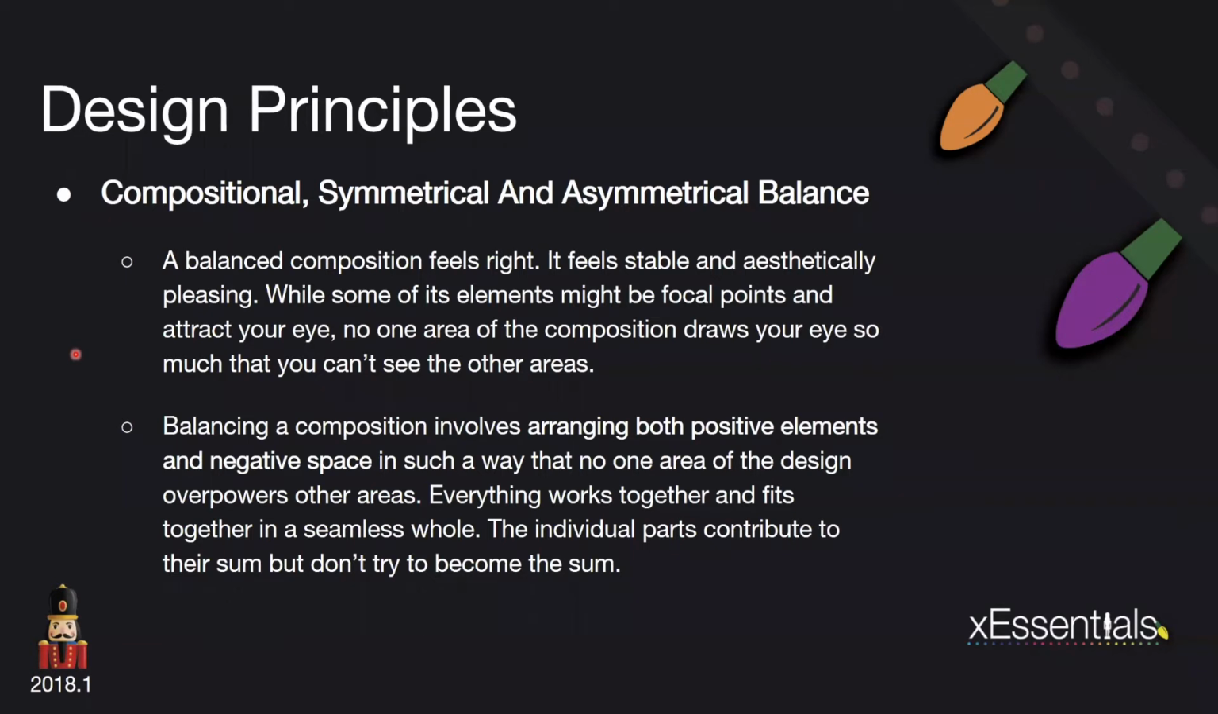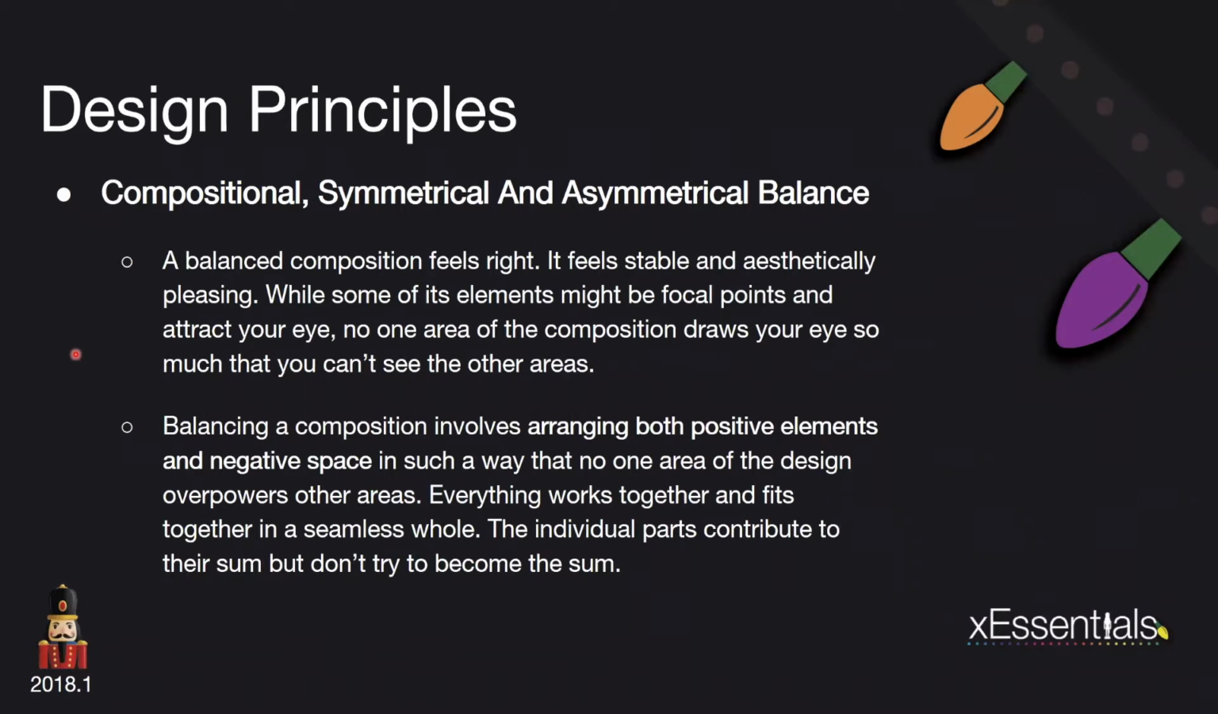A balanced composition feels right. It feels stable and aesthetically pleasing. While some elements might be focal points, like a mega tree that attracts your eye, or that big Bethlehem star at the top, there is no one area of composition that drives your eyes so much that it ignores the other areas. Sometimes that's not always true. Sometimes that mega tree really takes hold, and that is the main focal point. For me personally, I like balance. I like a lot of things moving here and there, but then subtracting them when it's necessary.